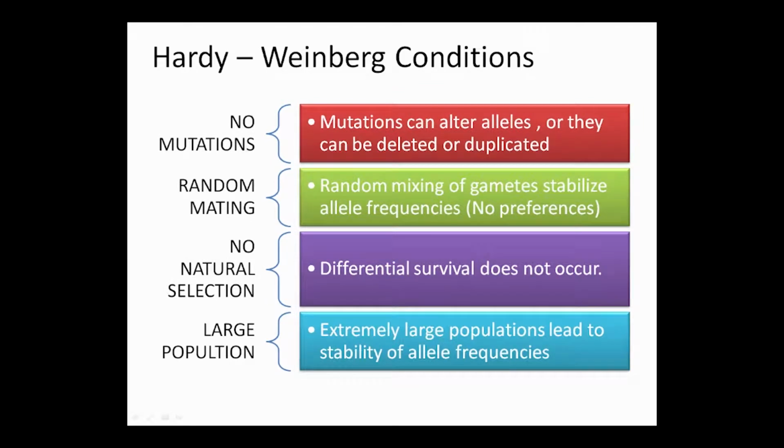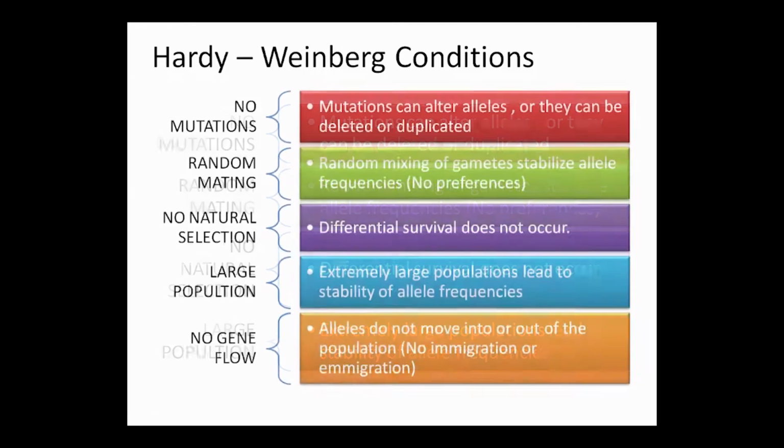You have to have an extremely large population size. This is going to lead to stability. The more alleles you have, the more stable your allele frequencies are. And lastly, no gene flow. There is no new immigration or emigration. There's no movement into or out of the populations. So we're not going to change allele frequencies that way. So these are the 5 conditions for your hypothetical non-evolving population. Okay, so you want to assume the population is in Hardy-Weinberg equilibrium.